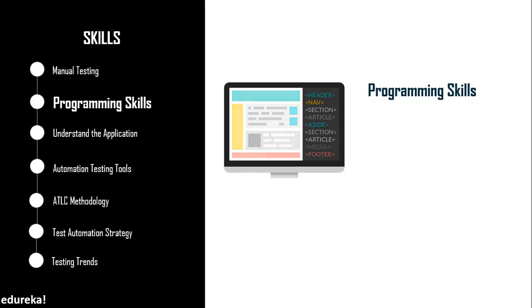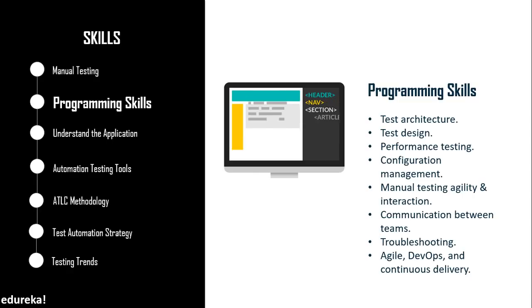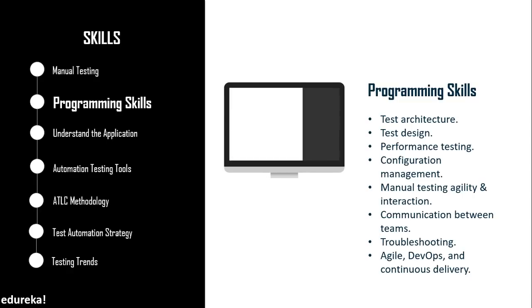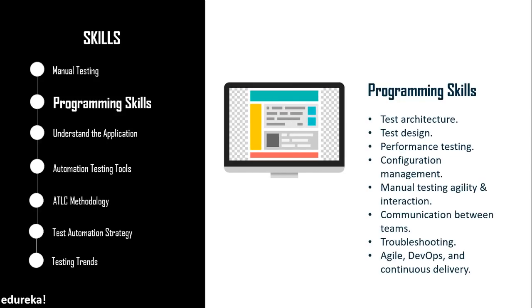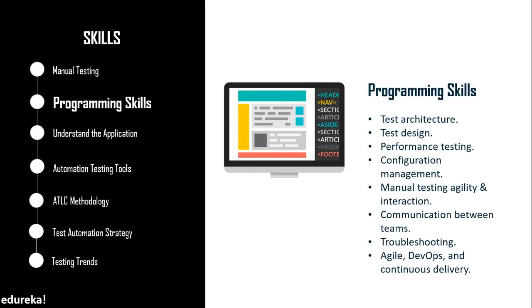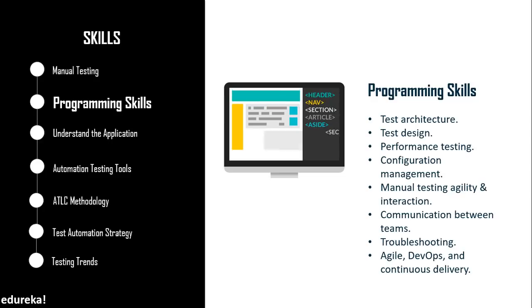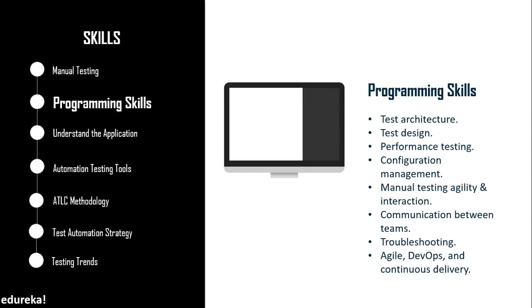Now, there are also a few technical skills a manual tester should master to become a brilliant automation testing engineer, such as test architecture, test design, performance testing, configuration management, manual testing agility and interaction, communication between the teams, troubleshooting, agile DevOps and continuous delivery. Now, the combination of all the above mentioned skills can help you transit to automated testing easily and smoothly.